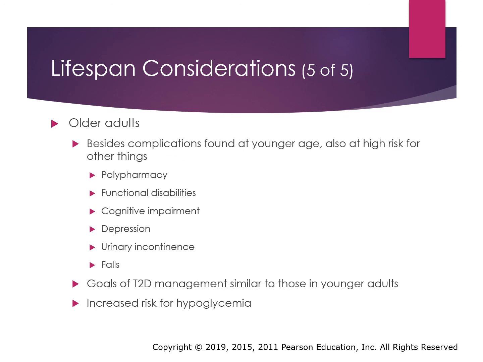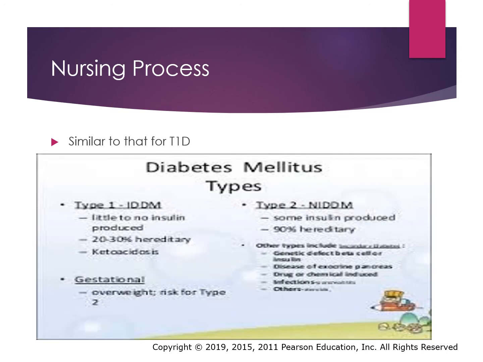Older adults, besides complications found at a younger age, are also at high risk for other things: polypharmacy, using multiple pharmacies to get medications, functional disabilities, cognitive impairment, urinary incontinence. It says make frequent assessments to monitor for symptoms of HHS in the older adult who has had major surgery, because we saw earlier, talking about HHS, that having surgery was one of the things that could spin you into that. The nursing process is similar to that for type 1 diabetes.